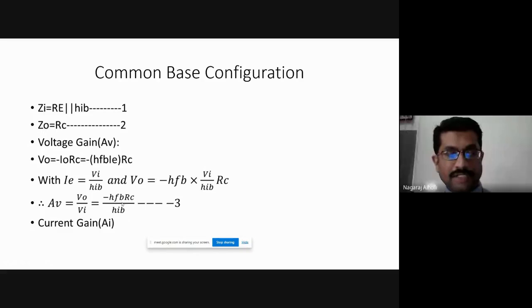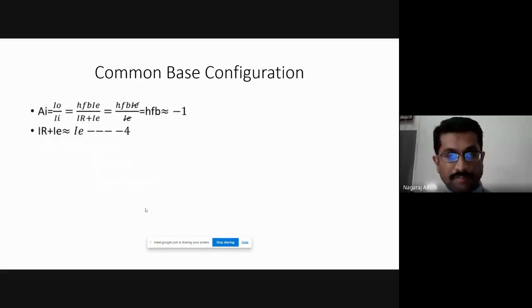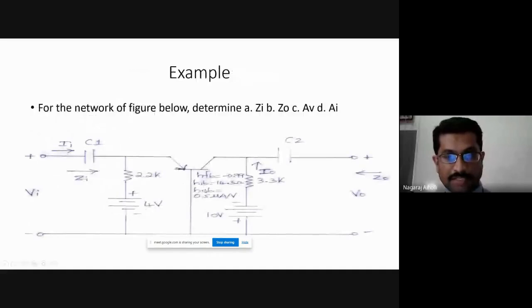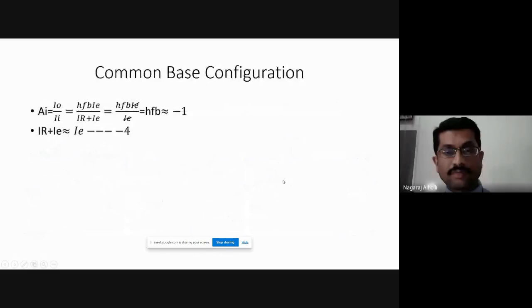Substitute HFB, HIB and RC and calculate the value of AV, voltage gain. Have they given HFB? Just see HFB and HIB. Yes, they have given HFB 0.99. HIB is also given. RC is given 3.3K collector resistance. Substitute all the values and find the value of AV, voltage gain.